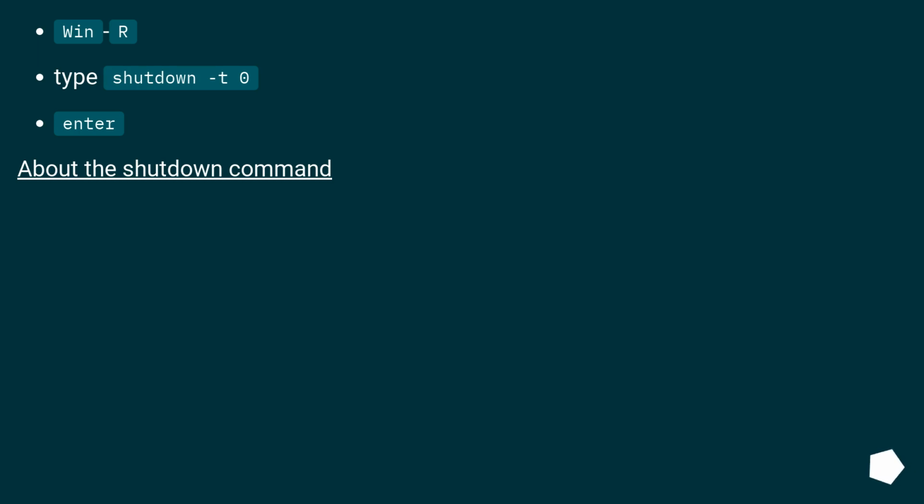Win R. Type shutdown -t 0. Enter. About the shutdown command.